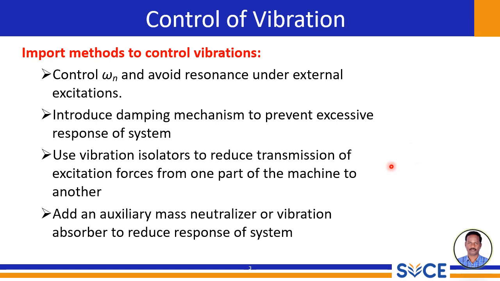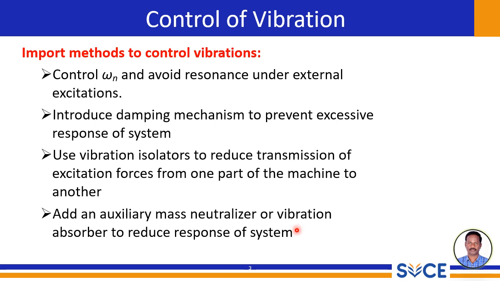Then we use vibration isolators to reduce transmission of excitation forces from one part of the machine to another. This is where our previous discussion on vibration isolation comes in. Isolators act as barriers, preventing the transfer of vibration from the source to other parts of the system or to the surrounding environment. And lastly, we add an auxiliary mass neutralizer or vibration absorber to reduce the response of the system.